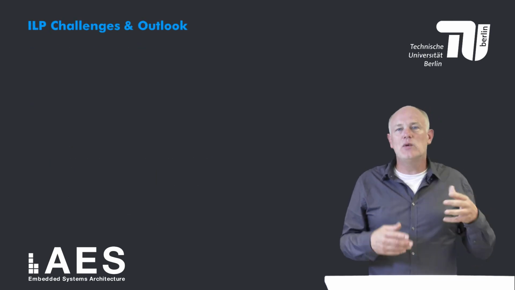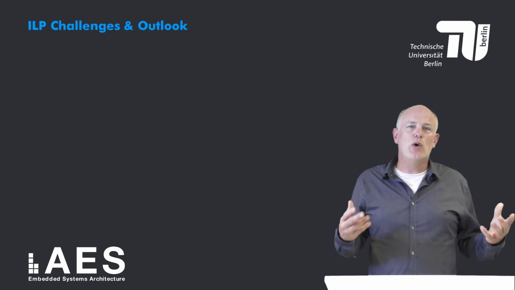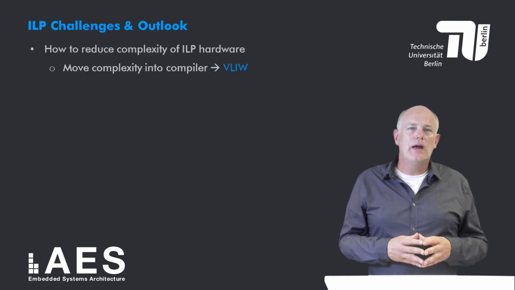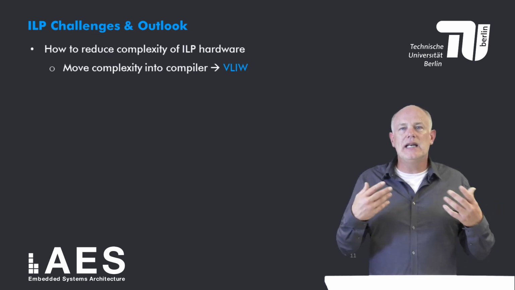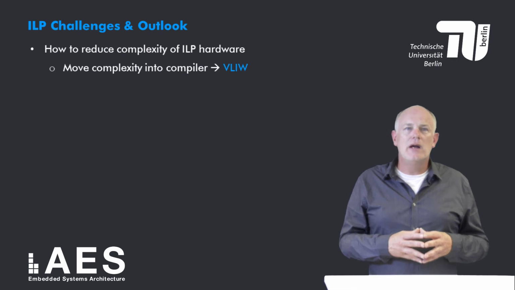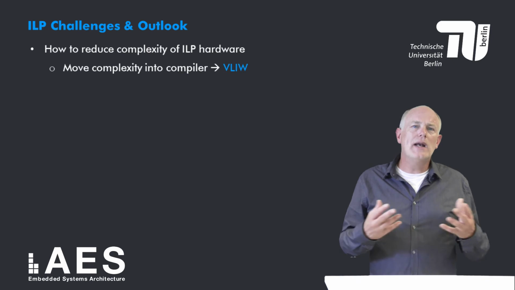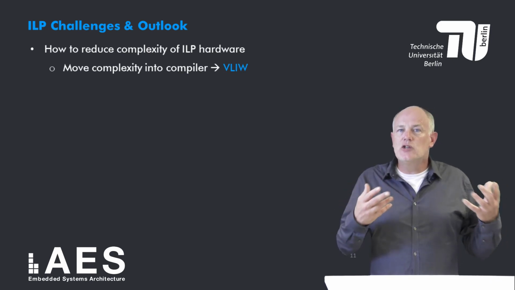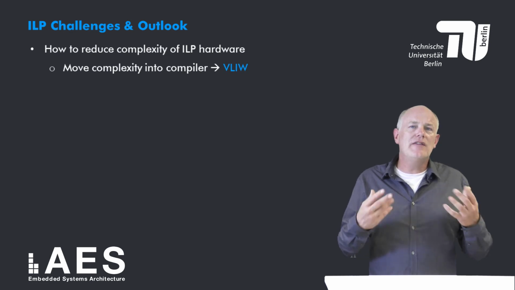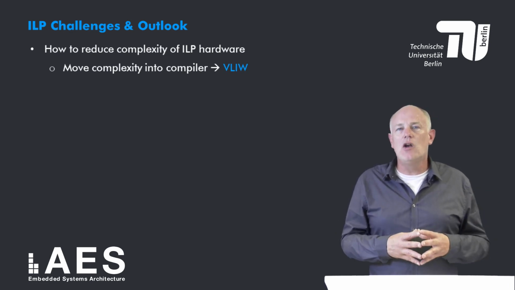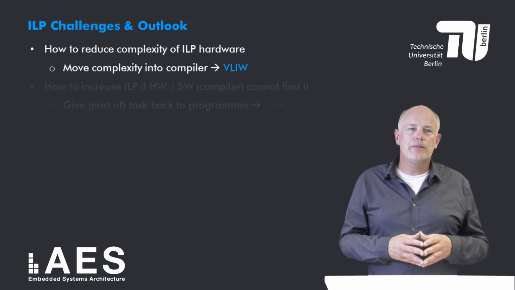I conclude this lesson with some challenges of exploiting instruction level parallelism. These challenges motivate the lessons to come. In this module, we have seen that dynamic exploitation of ILP significantly complicates the hardware. So the first challenge is to reduce the complexity of this hardware. One idea could be to move part or all of the complexity into the compiler. This is actually the idea behind very long instruction word processors, which I will discuss in the next module.